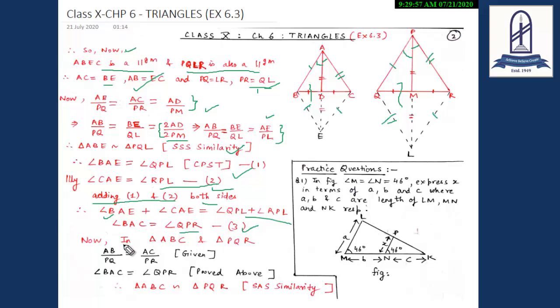And now, students, in triangle ABC and triangle PQR, it is given that AB upon PQ is equal to AC upon PR, and also angle BAC is equal to angle QPR, which we have proved above. So from here, we can say that triangle ABC is similar to triangle PQR, and the reason is by side angle side similarity criteria. So this is the end of exercise 6.3.